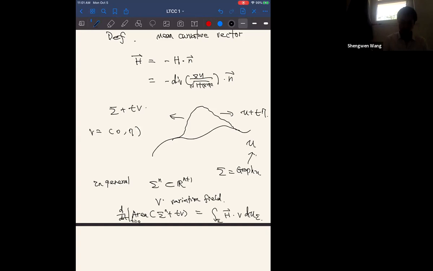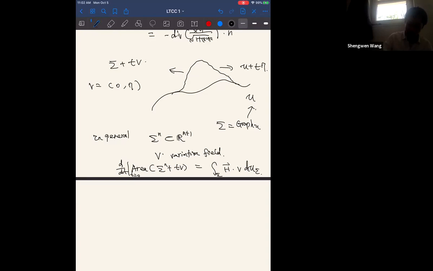And as you can see, now H, this vector, can be viewed as an L2 gradient of the area functional. So among all the variations that have a fixed L2 norm, if you vary in the direction of the vector field that is equal to the mean curvature vector field, then that direction is going to decrease the area the fastest. Right.